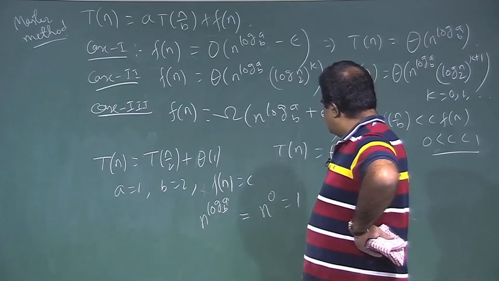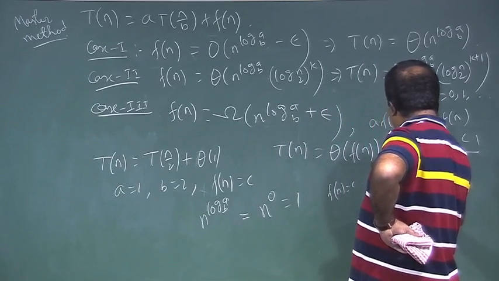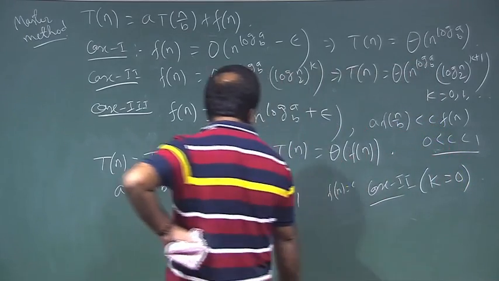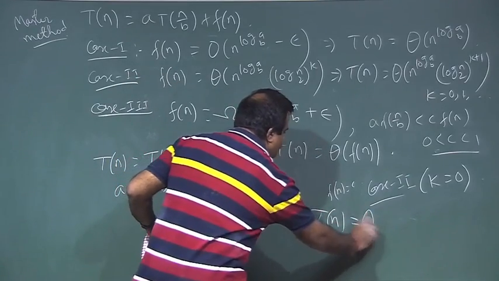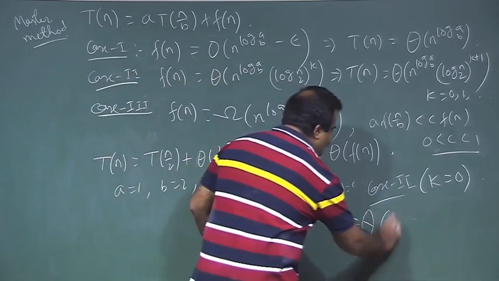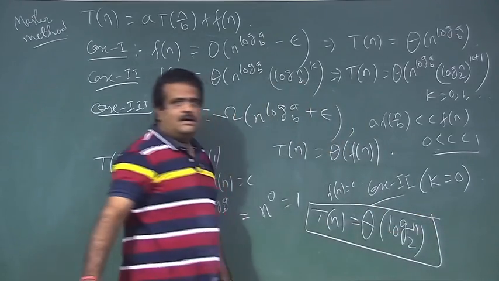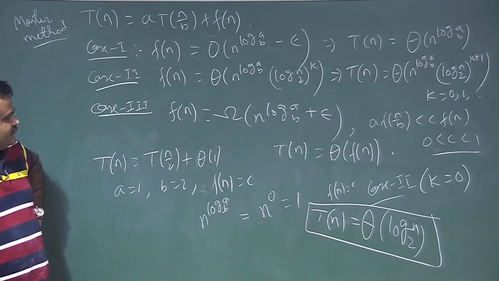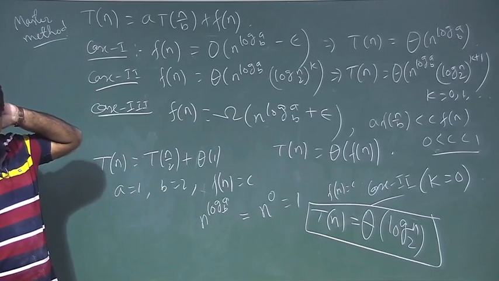So, which case are we in? We are in case 2 with k equal to 0. So, with case 2 and k equal to 0, what is the solution? The solution will be T(n) is big theta of n to the power log a base b, that is 1, into log n base 2. So, this is the solution for the binary search. And this we are getting with the help of the master method.